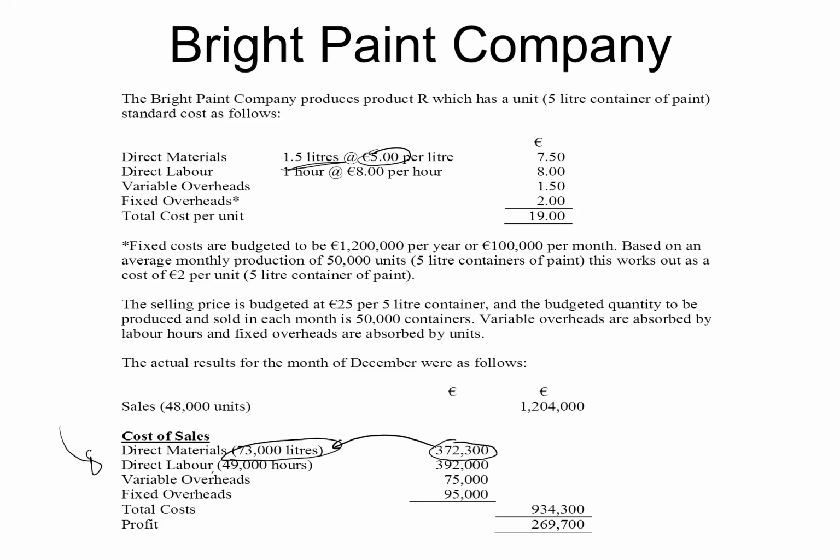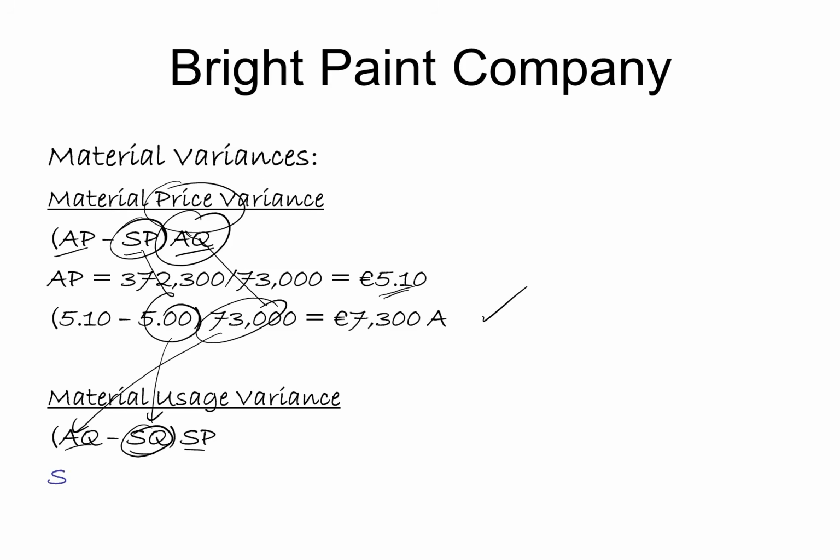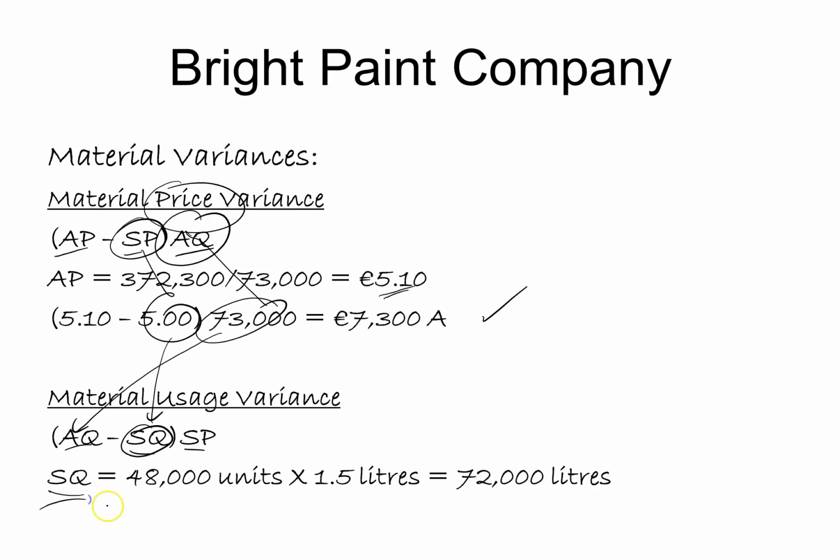So we'll go back to the question here. Standard quantity will be based on the amount we should use to make a unit, which is 1.5 litres, times the number of units we actually made, which is 48,000 units. So therefore, we should have used 48,000 units by 1.5 litres, which will be 72,000 litres. So if we go back and look at that, I put that in there. The standard quantity: 48,000 units actually made, each unit should use 1.5 litres, that's 72,000 litres.